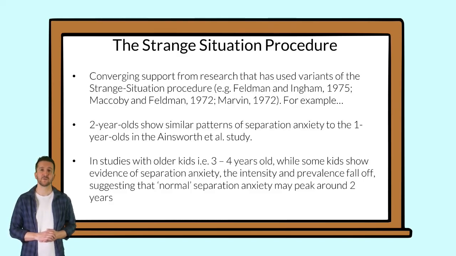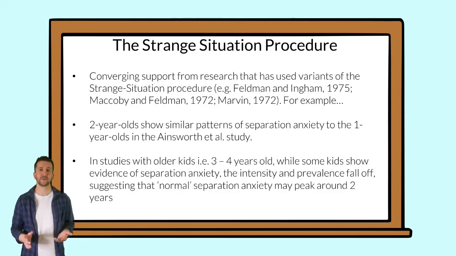Though in studies with older kids, that is 3 to 4-year-olds, while some kids show evidence of separation anxiety, the intensity and prevalence fall off, suggesting that normal separation anxiety may peak around 2 years old, give or take. Now, a general problem with the previous research is that the sample sizes are on the small side and not representative. For example, the babies in Ainsworth were from white middle-class families in Baltimore. So you wouldn't want to make too strong of a claim about what's normal based on these studies alone.